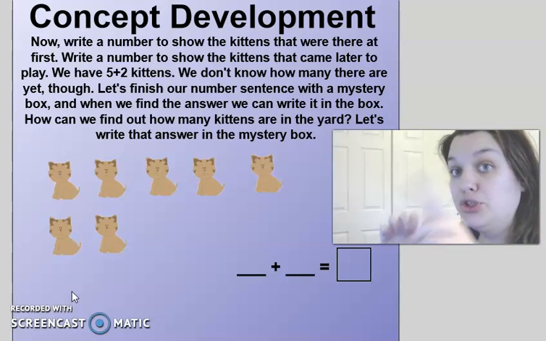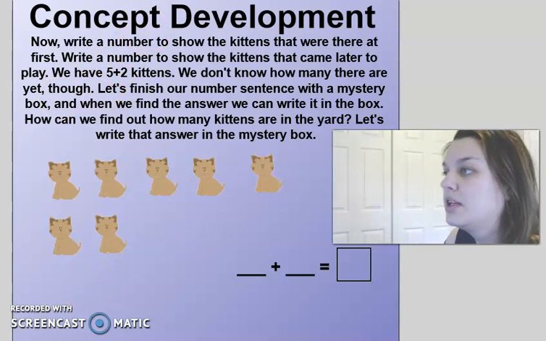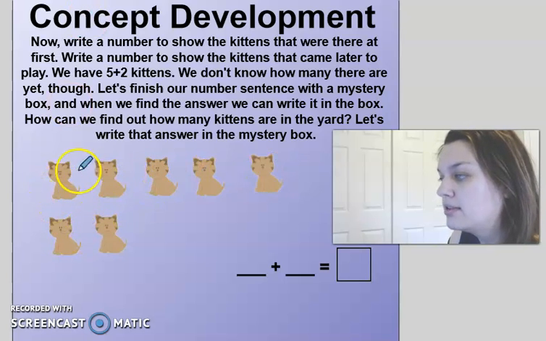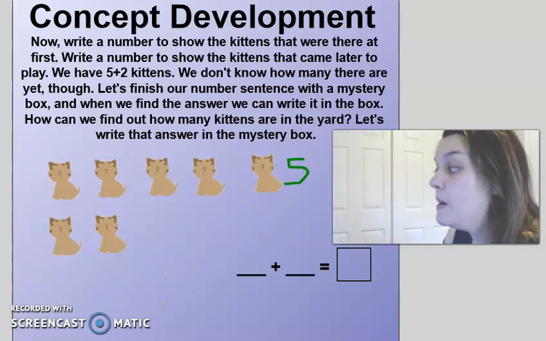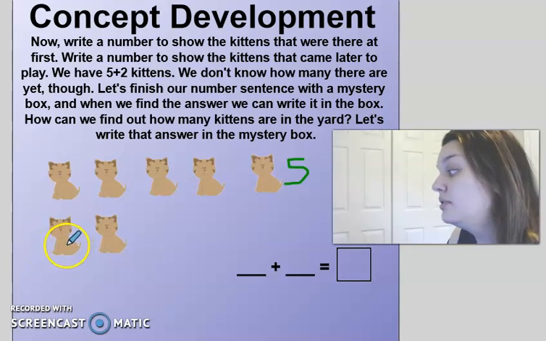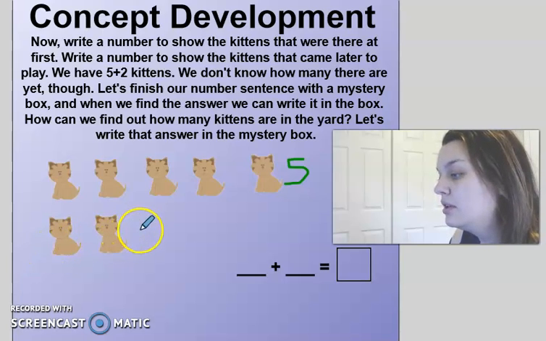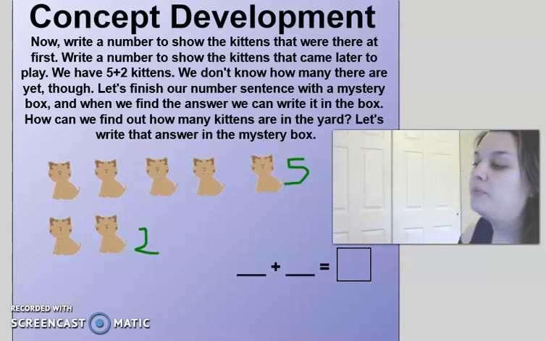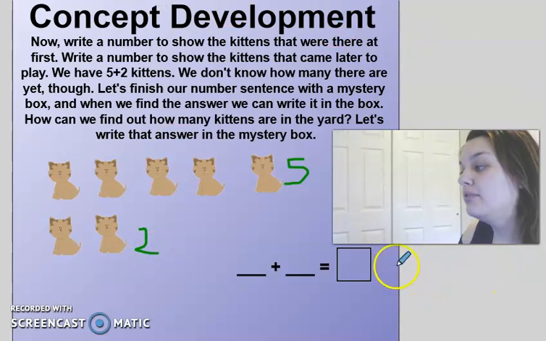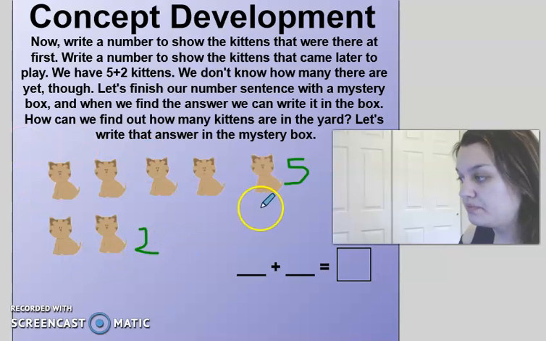Let's figure out our two parts first. Here we go. So this top row is a part, so let's count. 1, 2, 3, 4, 5. I'm going to write a little 5 there, because that way I don't have to recount them. And then let's do 1, 2. Okay.